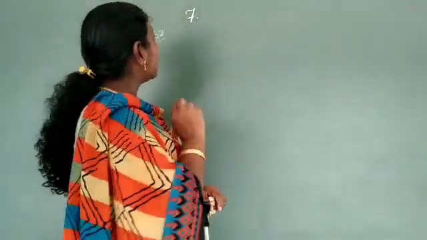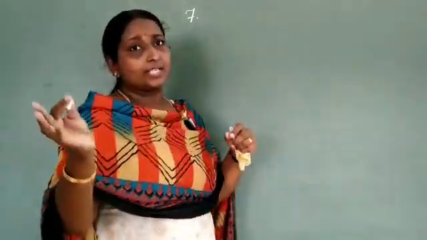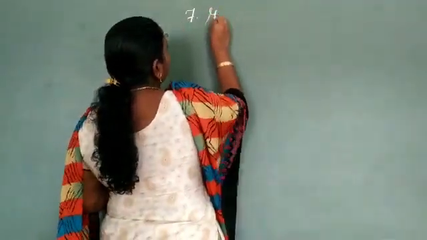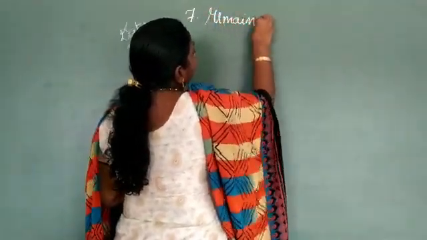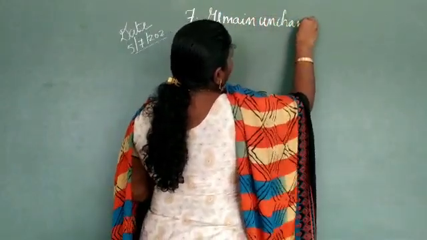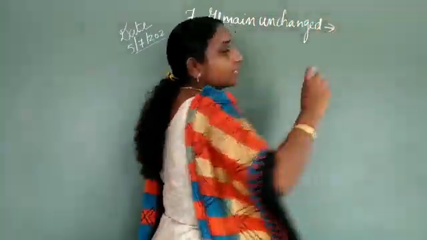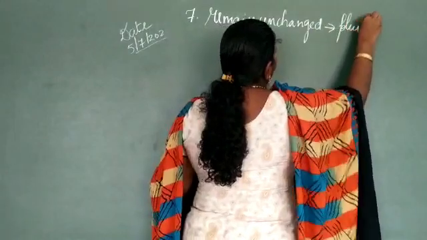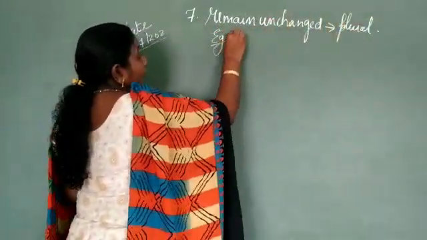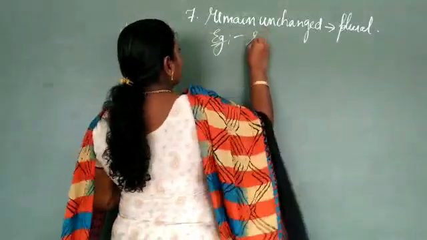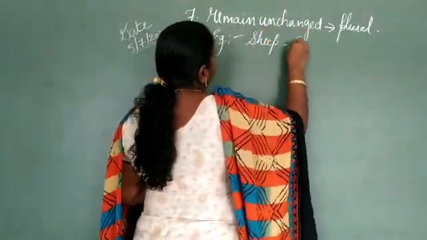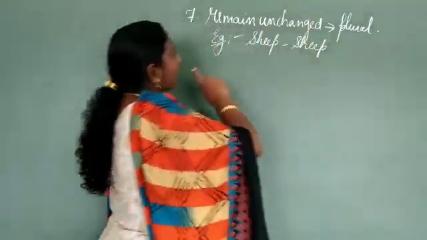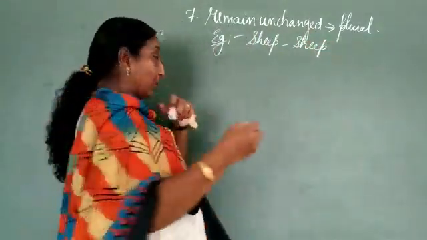Now children, moving to the seventh point. The seventh rule is that some of the nouns remain unchanged. They don't change. Whether it's singular or whether you have to make it plural, it's just the same. It remains unchanged. Singular and plural are just the same. An example I can give you is sheep. Singular and plural are just the same. It is unchanged.